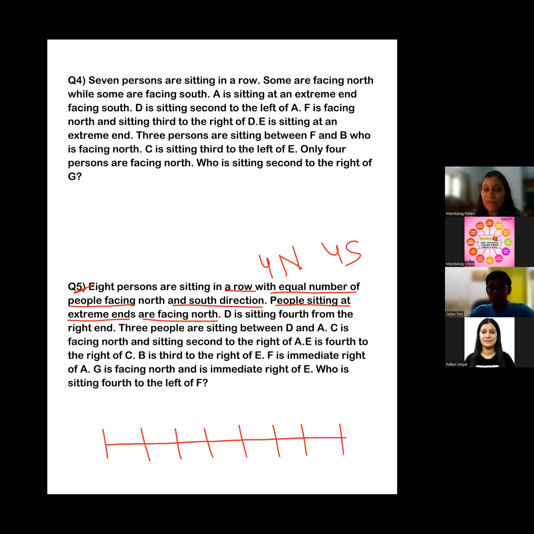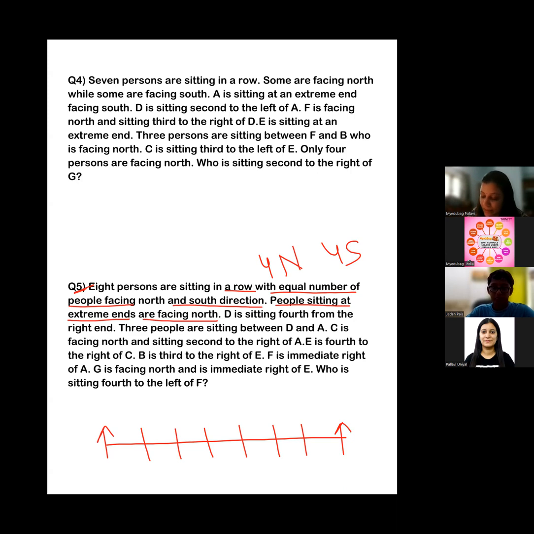So what are the extreme ends? Extreme left end and extreme right end. It is given that people sitting at both the ends are facing north. So since they are facing north, we'll draw an arrow facing upwards. Is that correct?